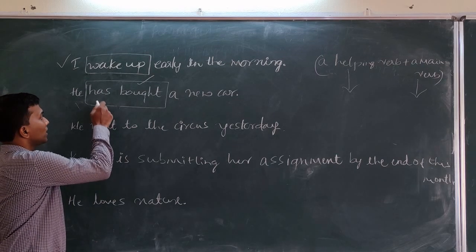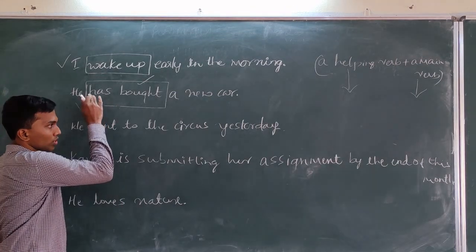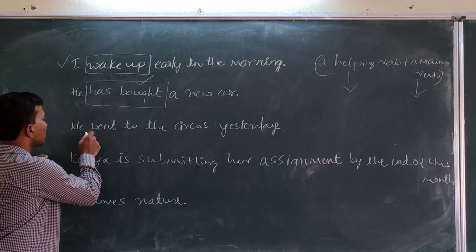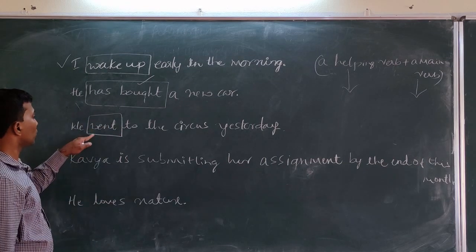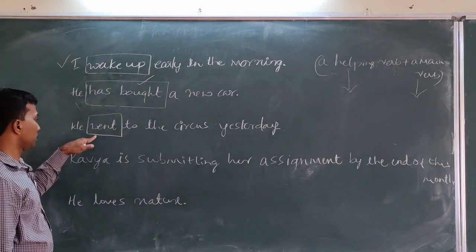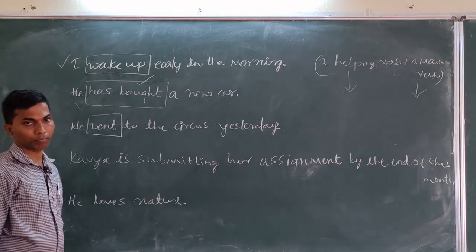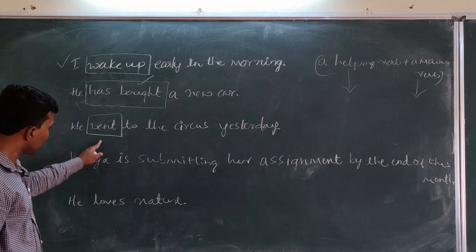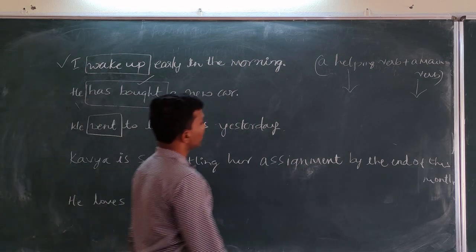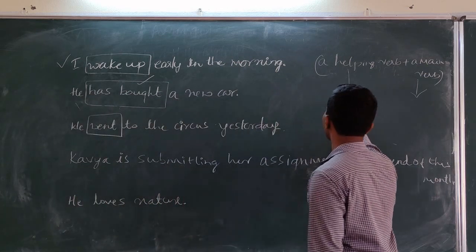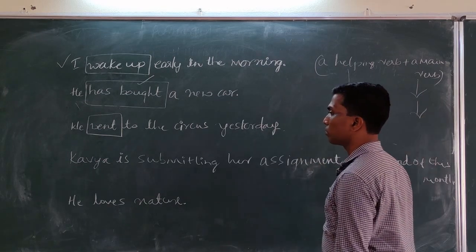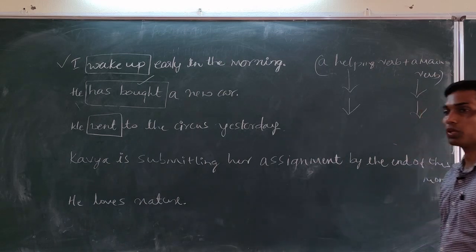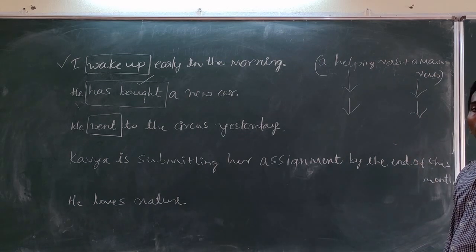Okay, we'll come back to the point. Now, here the verb phrase is "has bought". Now, in the third example, not second, the second is over, the verb is "went". Again, whenever there is a main verb, there is a helping verb. And whenever there is a helping verb, we must understand which helping verb goes with the main verb.